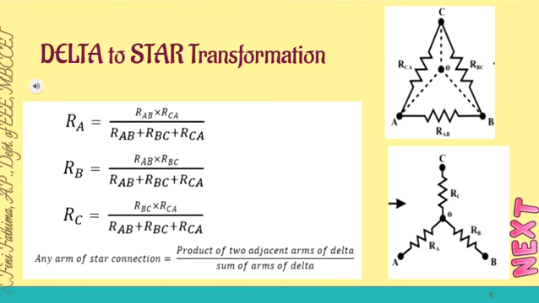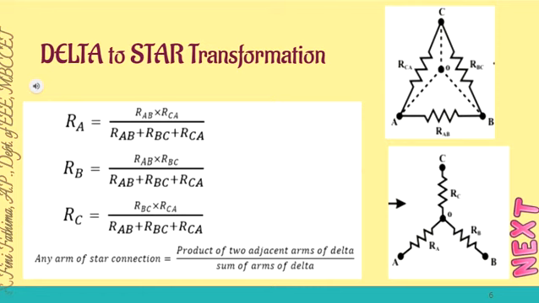Okay, so first I'm going to discuss RC. What is the adjacent side? That is the sides which are connected to C, that is RCA and RBC. So in order to find this equivalent resistance RC, we have to find the product of RCA and RBC divided by the sum of all the resistances, that is RAB plus RBC plus RCA.